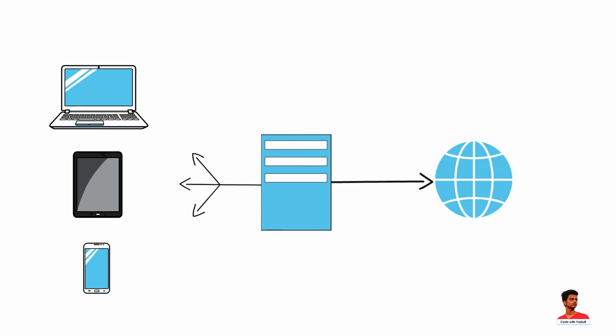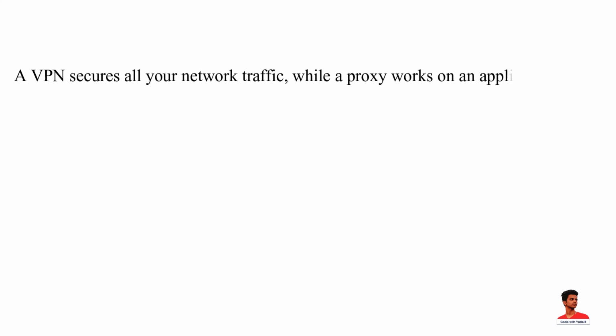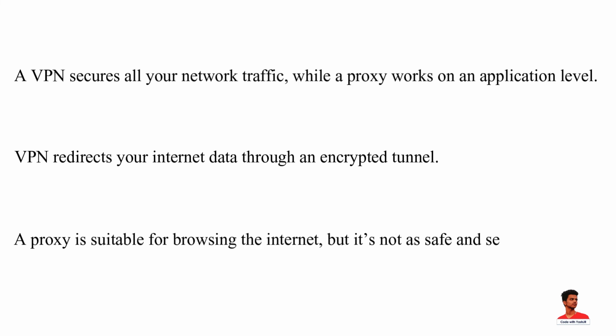So what's the difference between a VPN and a proxy server? A VPN secures all your network traffic while a proxy works on an application level. They both hide your IP address, but only a VPN redirects your internet data through an encrypted tunnel. A proxy is suitable for browsing the internet, but it's not as safe and secure as a VPN.